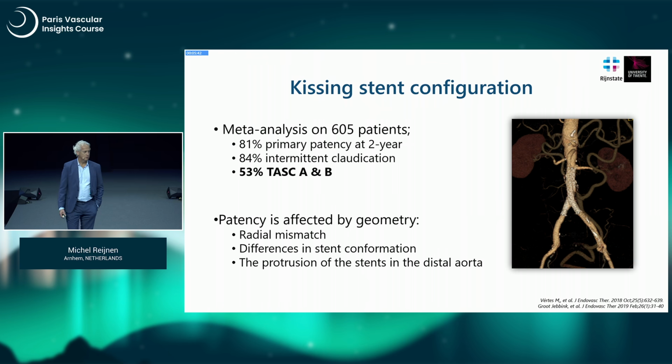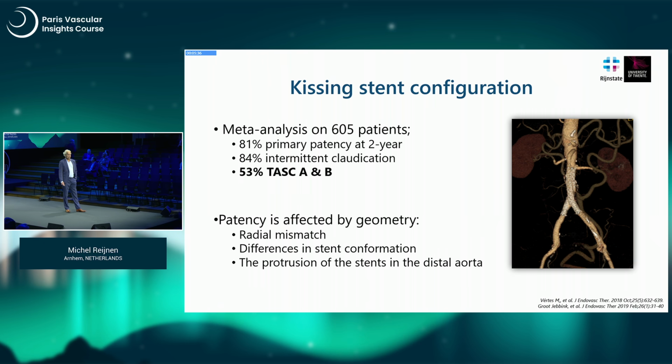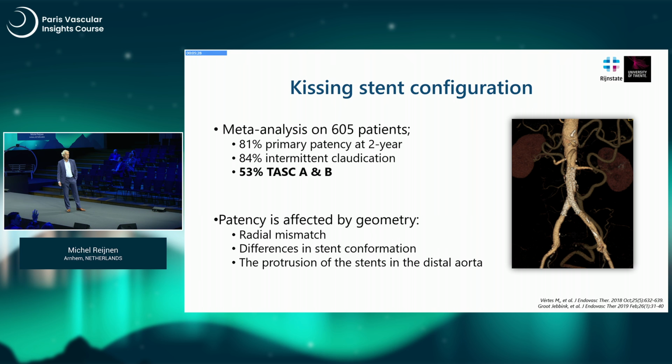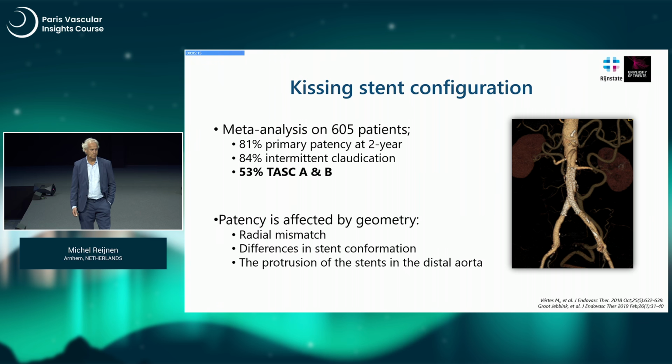When we talk about aortoiliac occlusive disease, traditionally these patients were always treated with kissing stents from the 90s already. And these results were quite mixed. We did a meta-analysis on patients. That study included 600 patients, of which half were treated for relatively easy TASC B lesions. Most of these patients were intermittent claudication patients, but then you get a primary patency at 2 years of 81%.